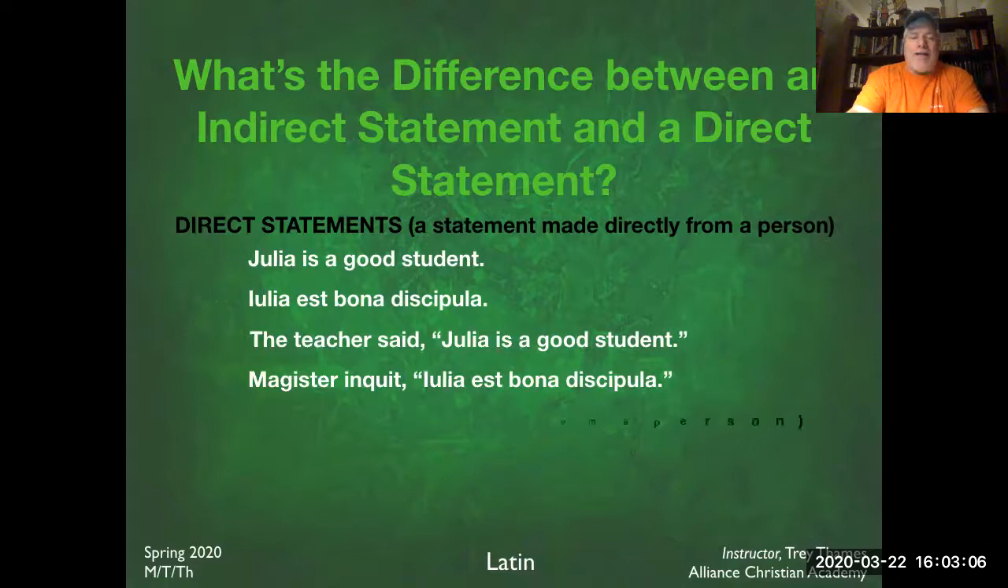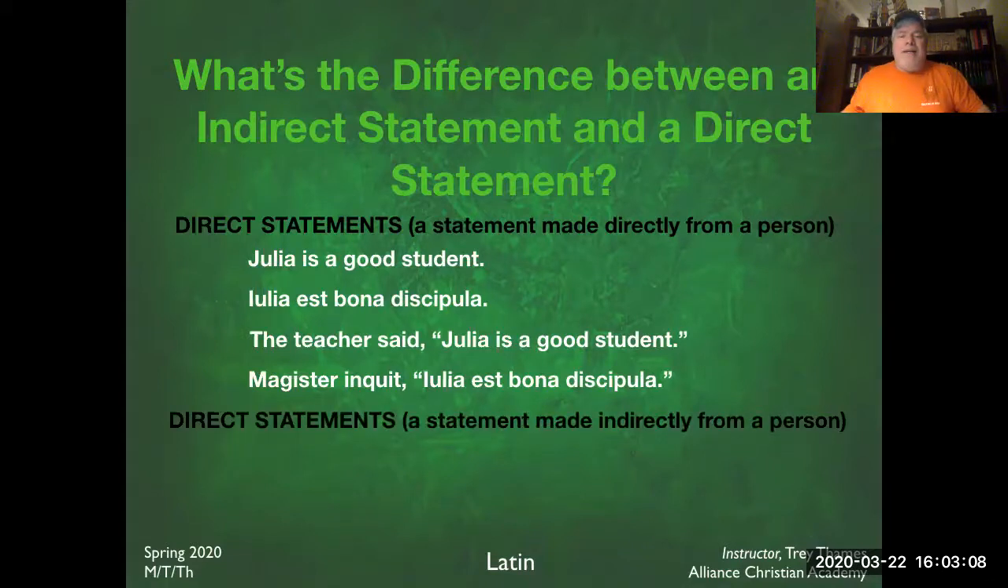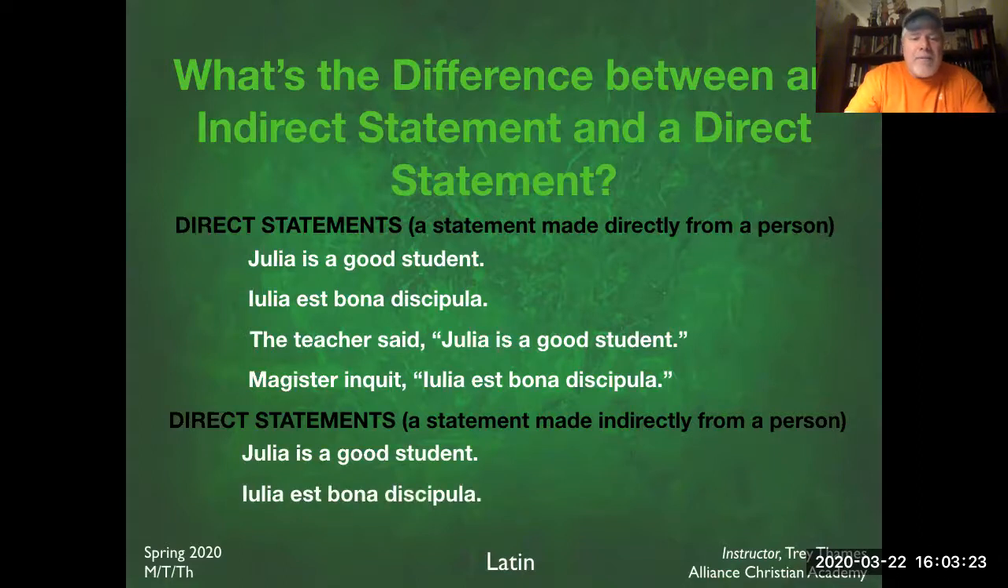Let's look at indirect statements. Here it is. An indirect statement is a statement made indirectly from a person. So what does that look like? Here it is. Julia is a good student. Looks like I did not correct that. That is anticlimactic. I did not put the Latin on here. So let's look at your book. I apologize that I copied and pasted it and changed it. So look at your book at the bottom of page 201. I apologize for that. It's actually at the bottom of page, top of page 203. Let's do it that way.